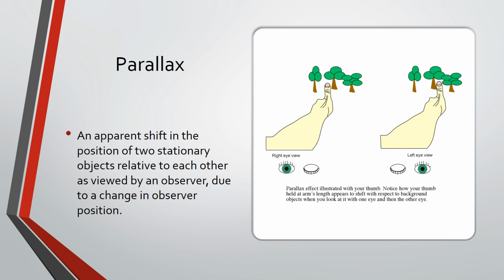All right, parallax. Parallax is an apparent shift in the position of two stationary objects relative to each other as viewed by an observer due to the change in the observer's position. As you can see in the picture, if you hold your thumb out and you look at something in the distance, you can either change eyes or move your head back and forth and you'll see that everything moves relative to everything else. And you can often tell if something is in front of or behind your thumb based on how it moves.